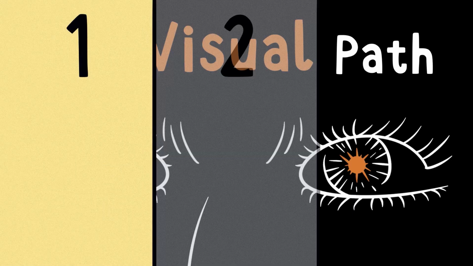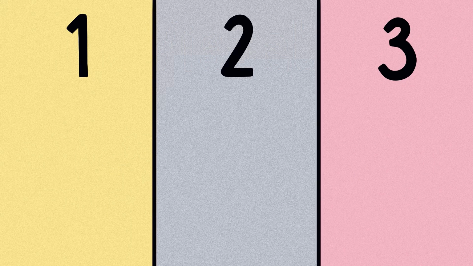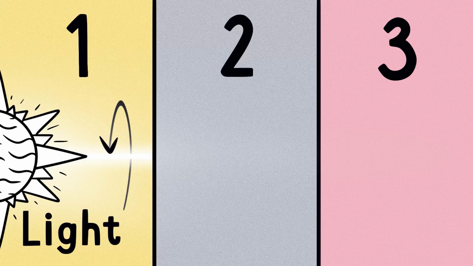So there are three main phases of the visual path. There is the path of light. How does light get into the eye? What changes occur as it enters? And what structures in the eye help to facilitate this entry?